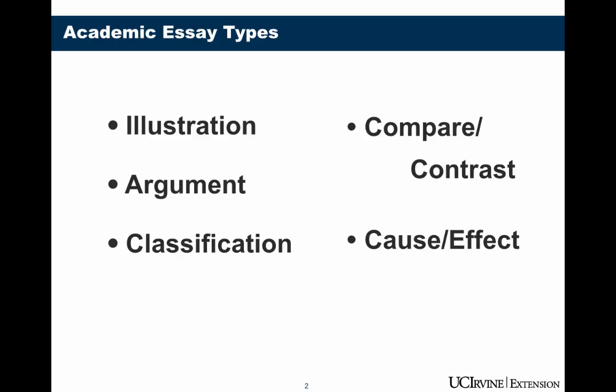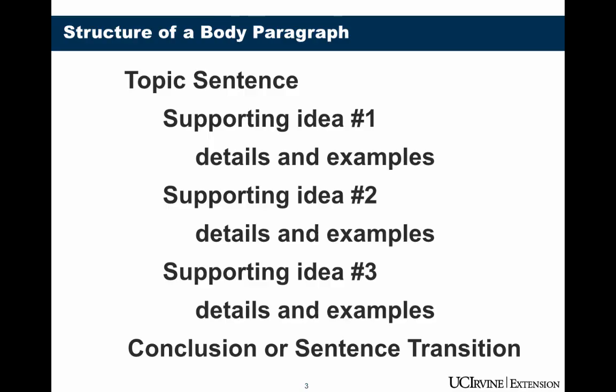These 5 types of essays follow similar structures, and that includes the structure of the body paragraphs. The body paragraphs in those types of essays will all have this structure. They'll start with a topic sentence, and they should have between 2 and 4 supporting ideas. Here you're seeing 3 supporting ideas. That's rather standard. And then you'll have a couple of details or examples for each of the supporting ideas.